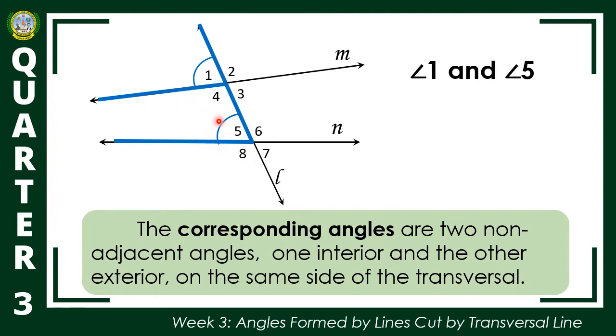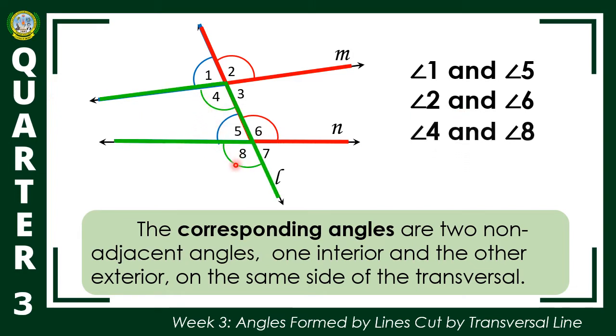So, dahil dyan, since we have 8 angles, 4 na interior at 4 na exterior, meaning meron tayong 4 na pairs. Okay? Ito na yung first pair natin, angle 1 and angle 5. The second pair is angle 2 and angle 6. So, angle 2 is exterior, angle 6 is interior. And the third pair, we have angle 4 and angle 8. And the last pair would be angle 3 and angle 7. Okay, remember that we have 4 pairs of corresponding angles when two lines are being cut by a transversal line.